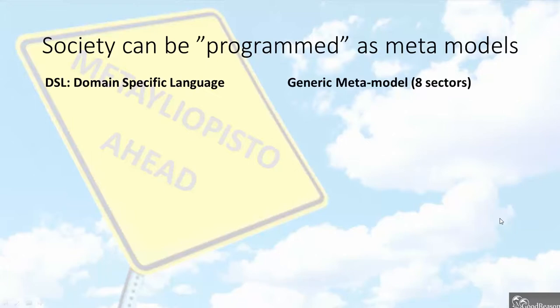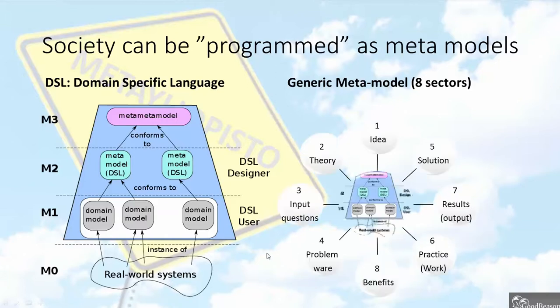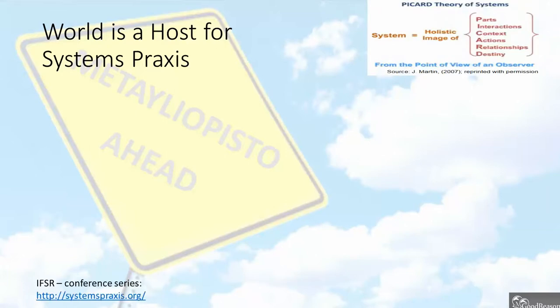Society can be seen as meta models. We have a meta model which contains all systems, and it's a 10 systems model here, and specific. If there is a political system, there are many specific kinds of political systems, and their implementation in real life. And its logic, intentionality here. The world can be seen as a host for systems and systems practice, what is practical life. System can be defined as a holistic image of parts, interactions, context, actions, relationships, destiny, according to Martin.